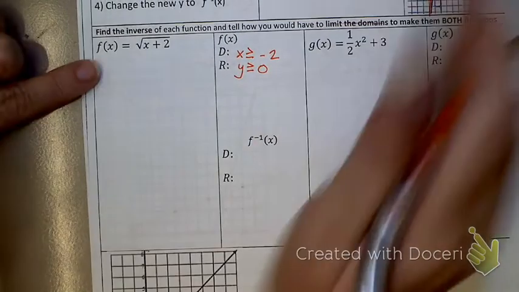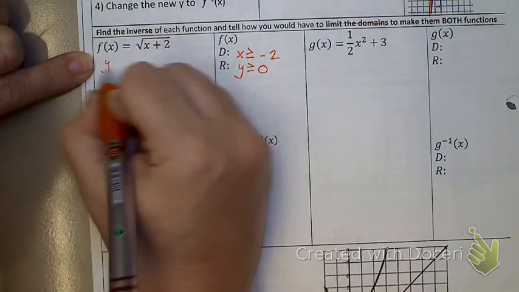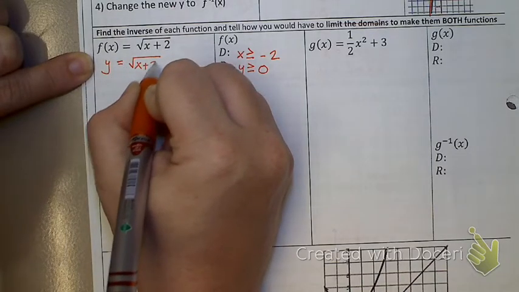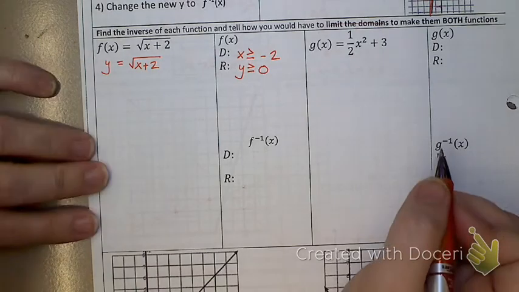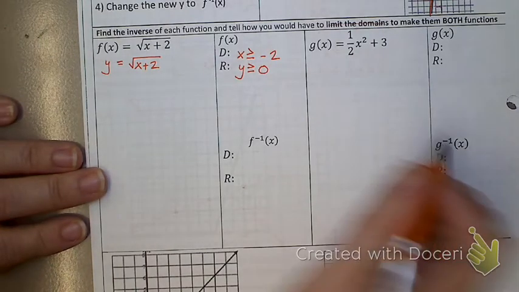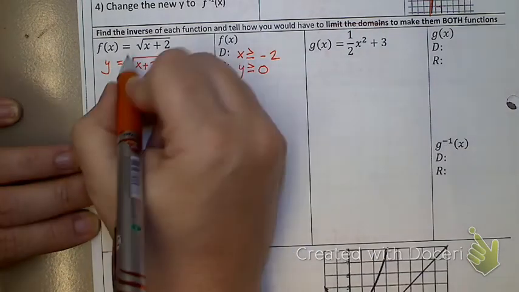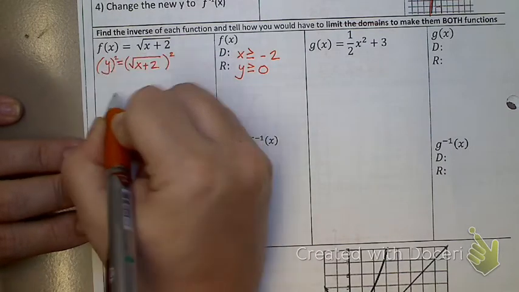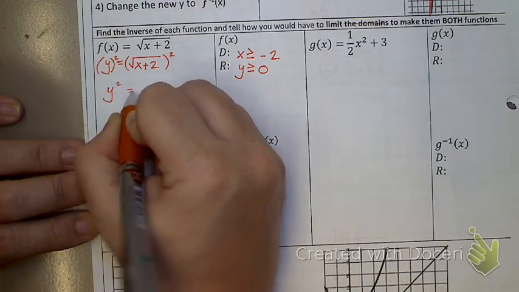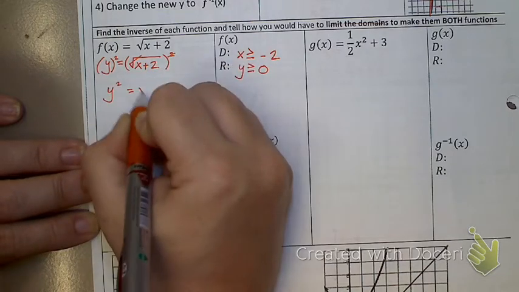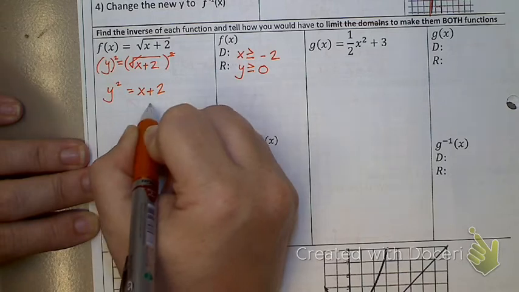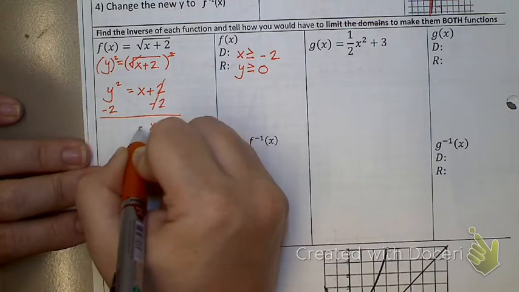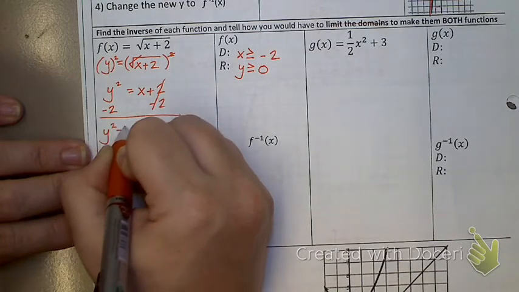Now I'm going to find the inverse of this. So the first thing I do is change my f of x to a y. And step 2, I need to get x by itself. Well, to get x by itself, I need to get x out of the square root sign. The way I get the square root sign to cancel out is I square it. So I have y squared is equal to x plus 2. Last thing I do, subtract 2. X equals y squared minus 2.